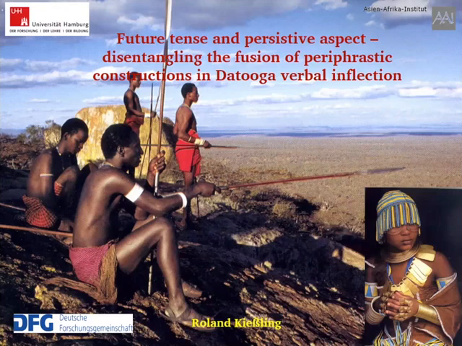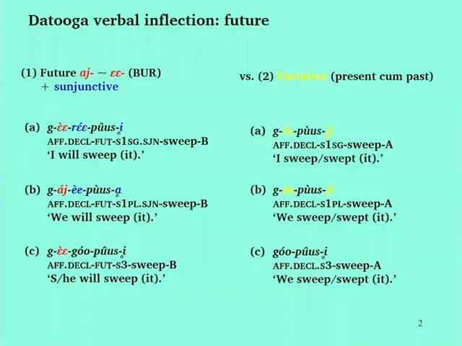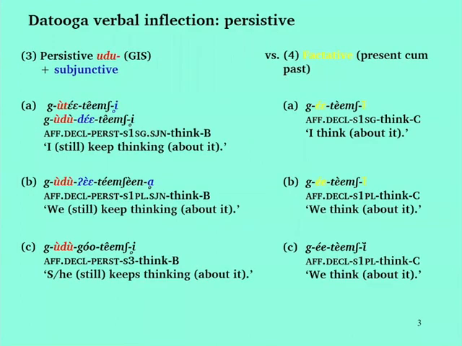Yes, thank you very much, Richard, for reading out today's title. More precisely, it is an exercise in internal reconstruction. So hello, everybody. What I want to show today is that certain verbal paradigms in modern Datooga originate in prior periphrastic constructions of auxiliary verb plus main verb in the subjunctive mood. And this pertains specifically to the future tense and the persistive in both the affirmative and the negative. In order to get an idea of what this looks like, please compare the future forms.